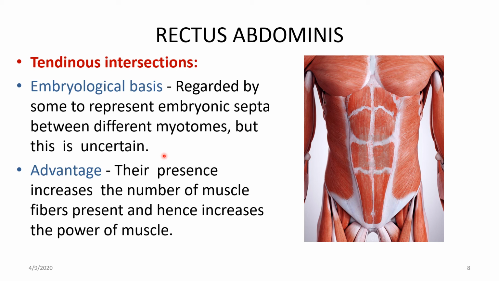And what is the advantage of having these tendinous intersections? Because of the presence of these tendinous intersections, the number of muscle fibers is also more and the power of contraction is also more. So the presence of tendinous intersections increases the number of muscle fibers present and increases the power of the muscle. So there is the embryological basis and advantage of the tendinous intersections.